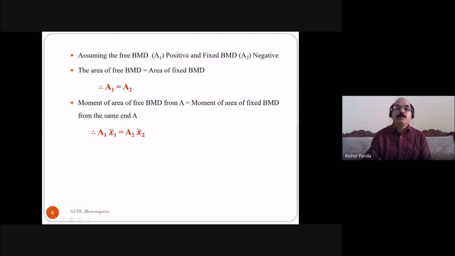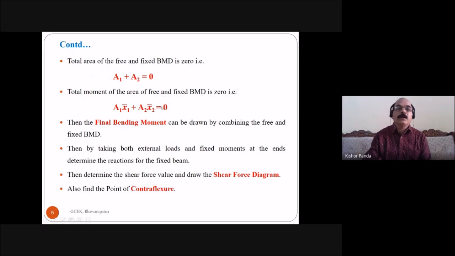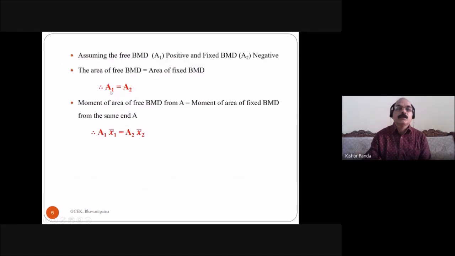You have to assume the fixed bending moment is negative. The sign convention of the fixed BMD is negative, and the sign convention of the free BMD you have to take as positive. Then the area of the free BMD is equal to the area of the fixed BMD, and the moment of area of the free BMD is equal to the moment of area of the fixed BMD. When you consider A2 as negative, the moment area theorem equations become A1 is equal to A2 and A1 x1 bar is equal to A2 x2 bar.